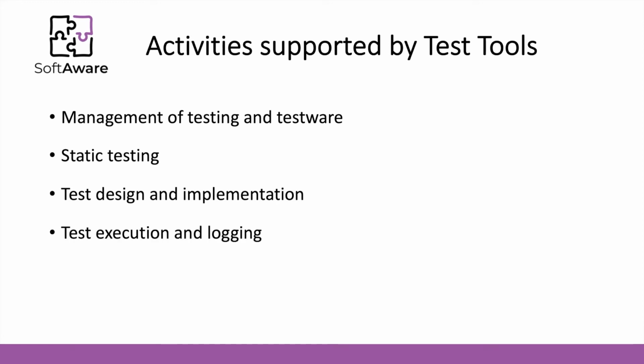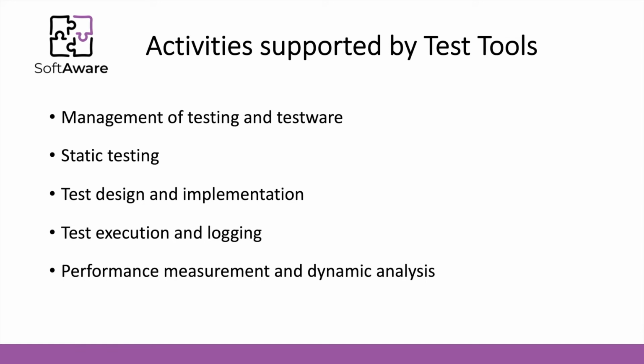Tool support for test execution and logging includes test execution tools such as those that run regression tests, and coverage tools such as requirement coverage, code coverage, and even test harnesses. Tool support for performance measurement and analysis is essential in supporting performance and load testing activities because these activities cannot effectively be done manually. So examples include performance testing tools and dynamic analysis tools.